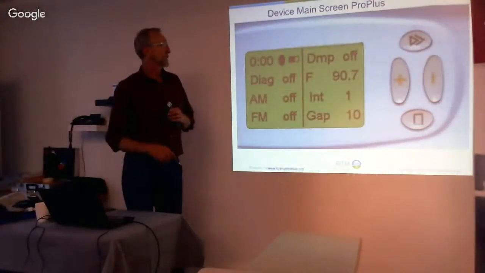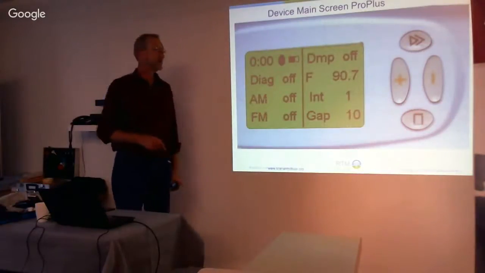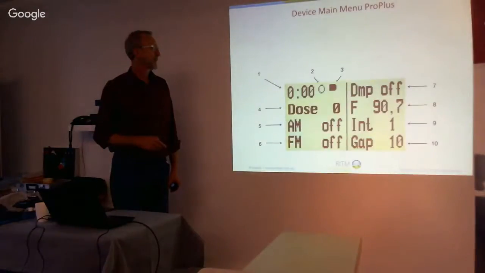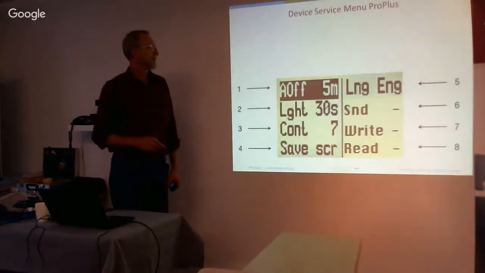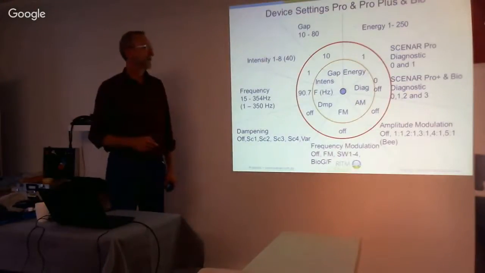This is the screen of the Pro Plus devices that Witten is selling. Slightly different in appearance, but the same functions are there, just in a different order, side by side rather than underneath each other. Okay, this is the service menu of the Pro Plus. You can do changes there as well. So refer to your manual there. That gives you the idea of what's going on.